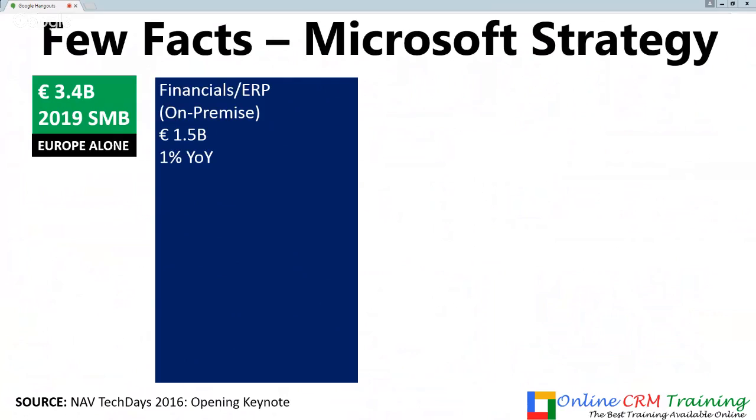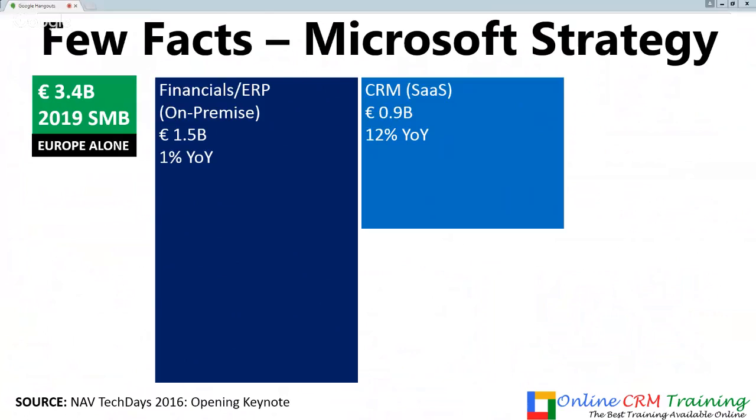So 1.5 billion euros is in financials and ERP, which is on-premise. If you have heard of Dynamics NAV, Dynamics AX, Dynamics SL, and GP, these are the financial and ERP solutions which are on-premise. So the target is 1.5 billion euros, but the year-to-year growth is just about 1%. So this is just one component of all the components that come together.